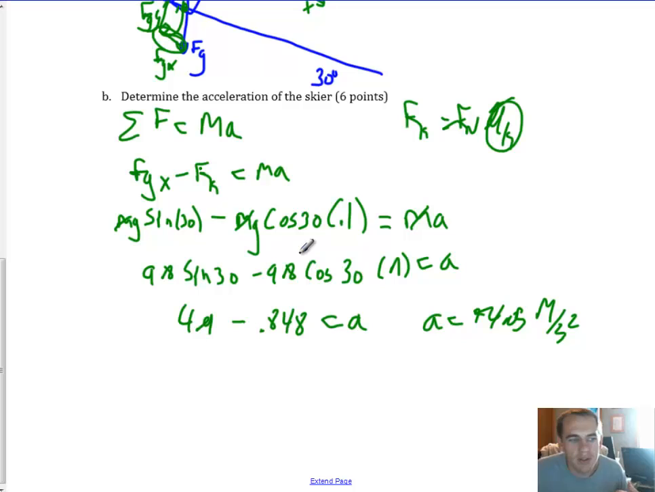Okay, so the trick to this problem is you have to remember it's inclined, and when it's inclined, the normal force acts not against gravity, but perpendicular to the surface.